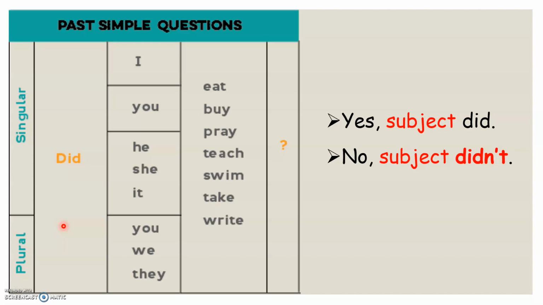How do we form the yes or no question using the simple past tense? It's super easy. We start with did, then the subject, then the base form of the verb. So for example, did you eat? We don't say did you ate. No. Did you eat your breakfast?